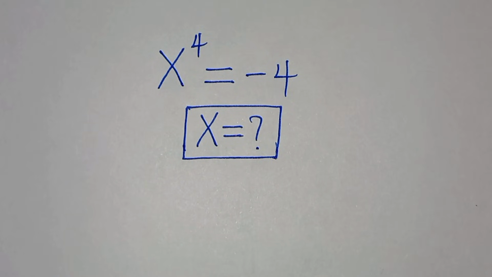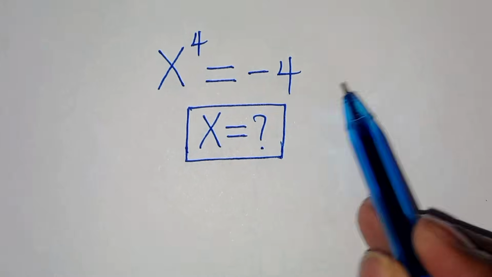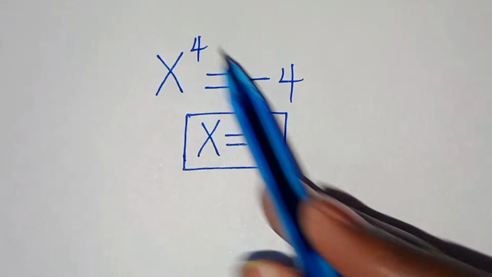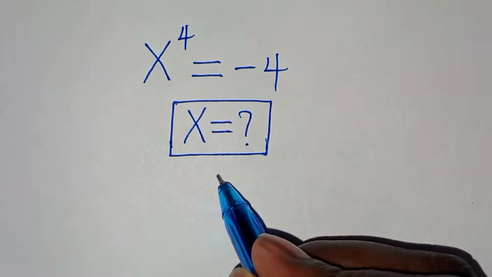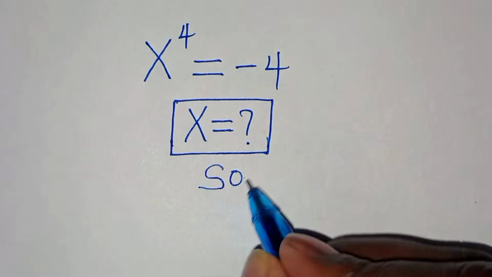Hello everyone, you're welcome to solve this nice algebra problem, which is x to the power of 4 equals minus 4. So what are the values of x? Now let's provide a solution from here.